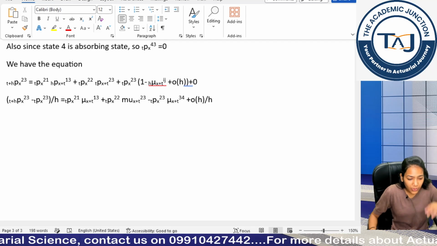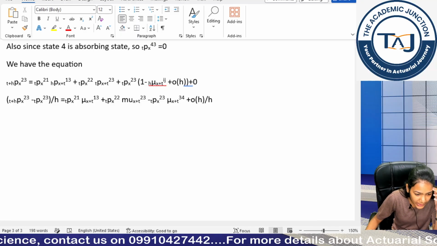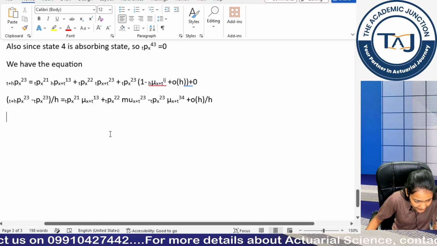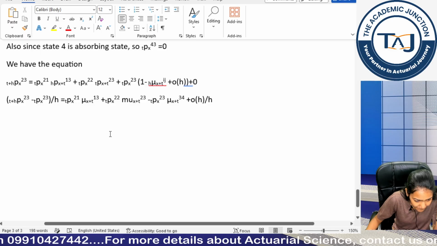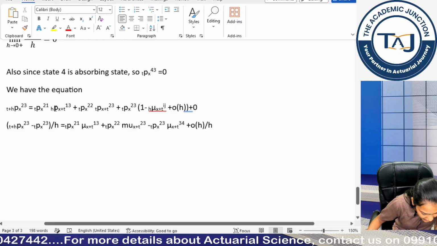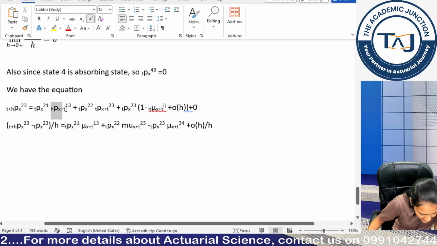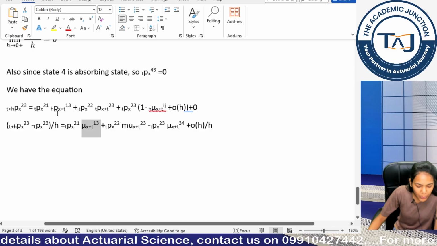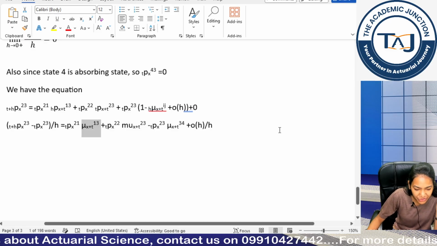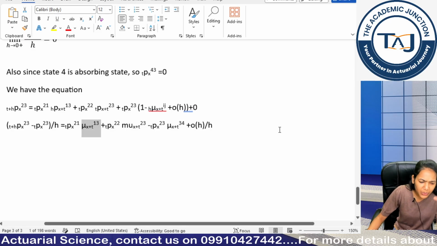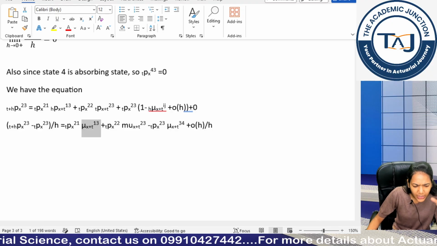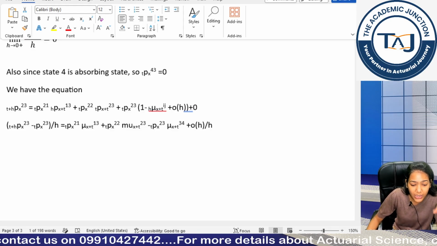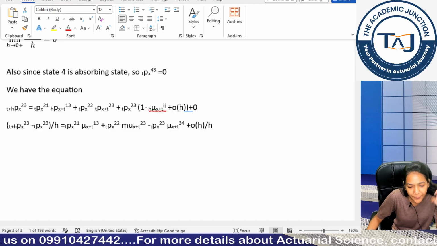Clear? Now note one thing: what we basically did was we converted this probability into mu by h, and I divided my whole equation by h. So you can combine two equations in one equation, that's completely okay. You don't need to worry about how many equations I have to write. It totally depends on the number of marks allocated for your differential equation.